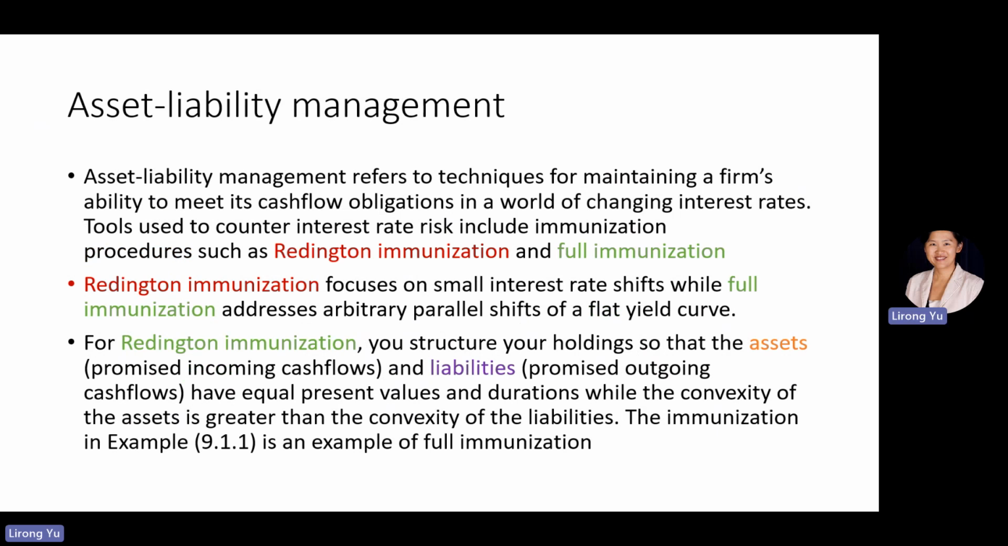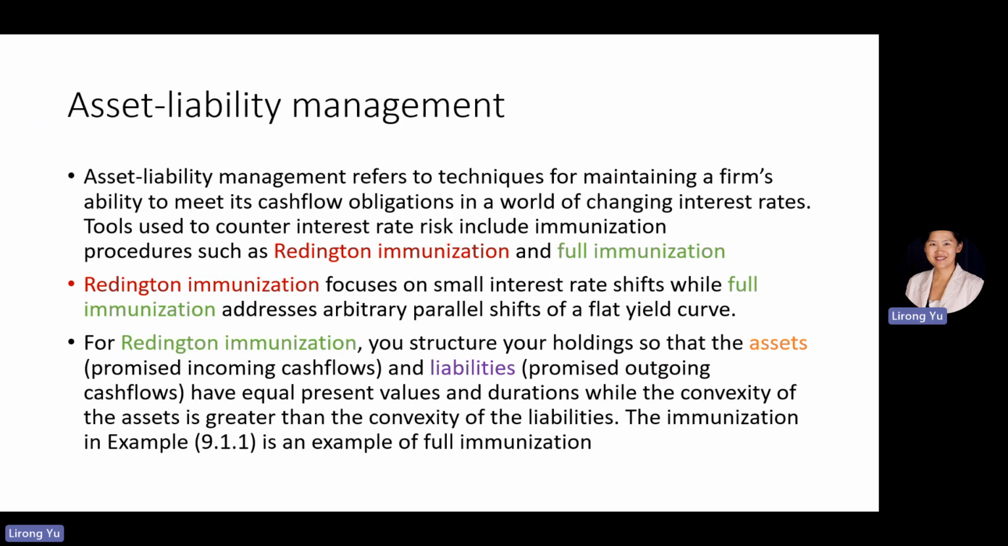Asset liability management. So we're going to talk about immunization. Asset liability management refers to the technique for maintaining a firm's ability to meet its cash flow obligations in a world of changing interest rates. Tools used to counter interest rate risk include immunization procedures such as Redington immunization and full immunization. Both of them are terminologies we wish to study.